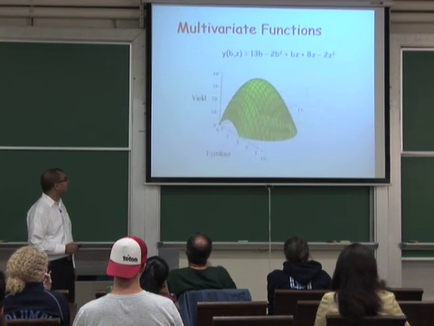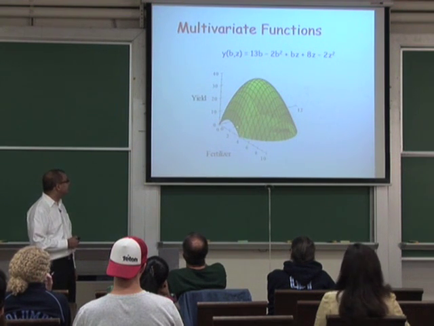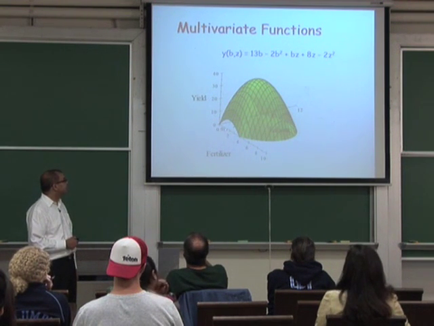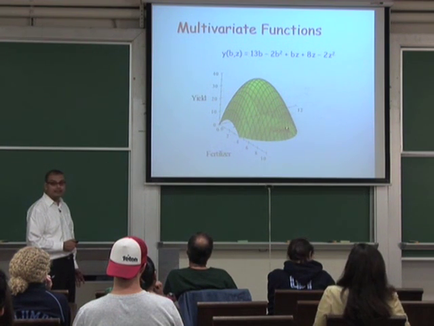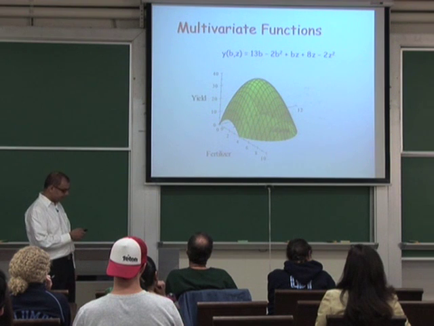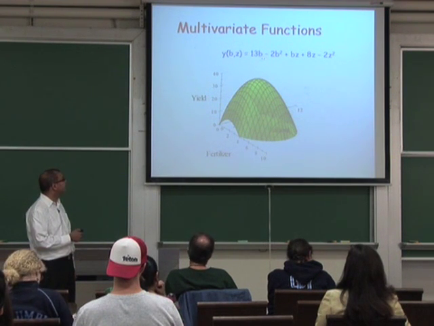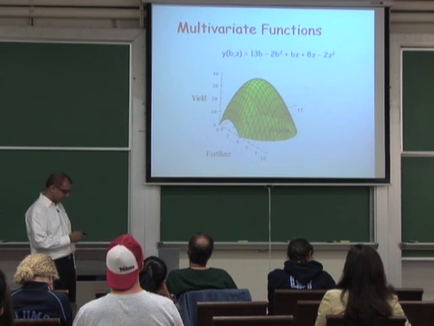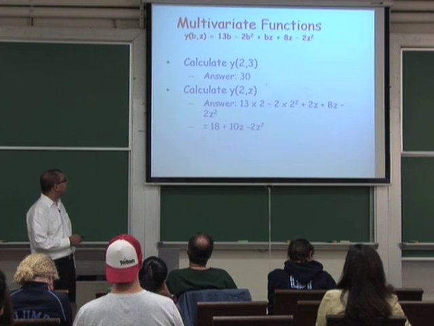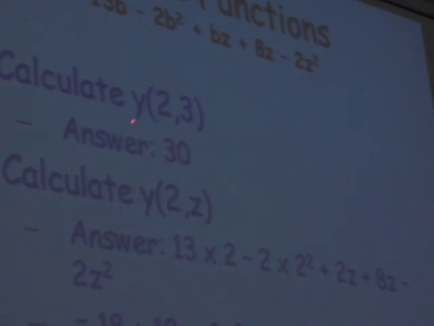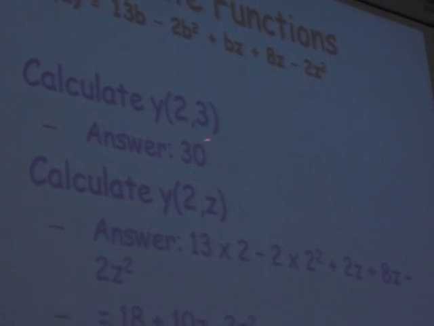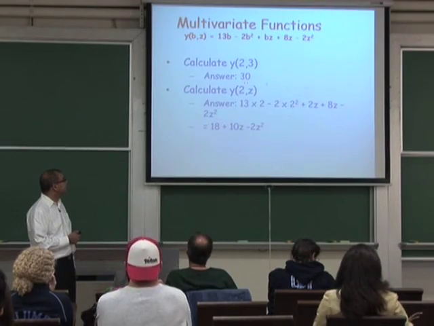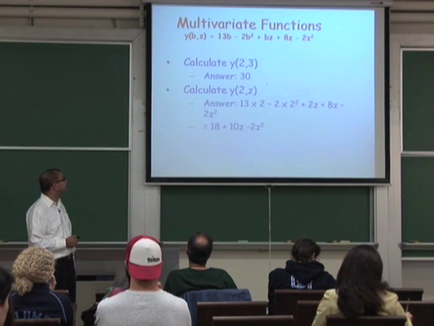one use of this function might be simply to ask, for a certain number of units of fertilizer and labor, what's the yield, right? And you would simply plug that in. So let's say if you wanted 2 units of labor and 3 units of fertilizer, you'd plug in 2 for B and 3 for Z and work out what Y would be. And that's what we've done here. And you can satisfy yourself later that the answer would be 30. Okay?